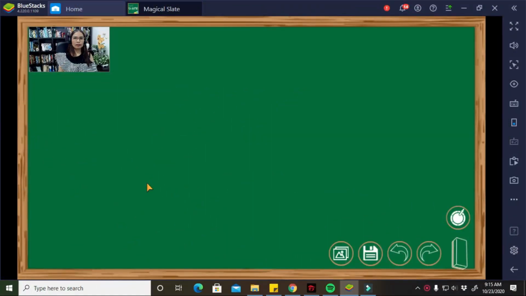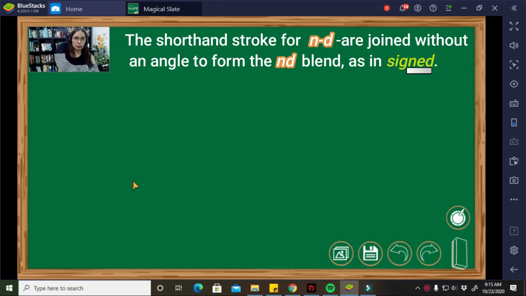So let's proceed to lesson 10. According to the rule, we are going to take up the ND principles. Strokes for ND are joined without an angle to form the ND blend. As mentioned, N and D are joined without an angle.